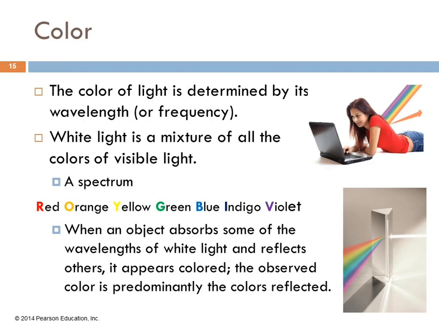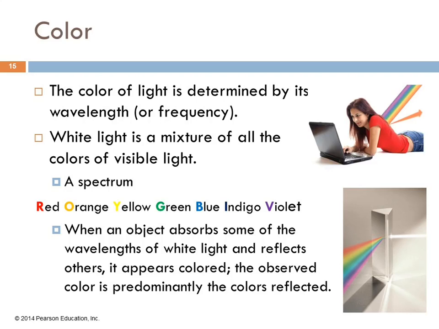Color. We've had some discussions about color. The color of light is determined by its wavelength. Its wavelength is related to the frequency. Frequency and wavelength are inversely proportional because the speed of light is the same. Okay, if they were traveling at different speeds, that wouldn't be the case. But they're all traveling at the same speed, so we can be thankful for that.